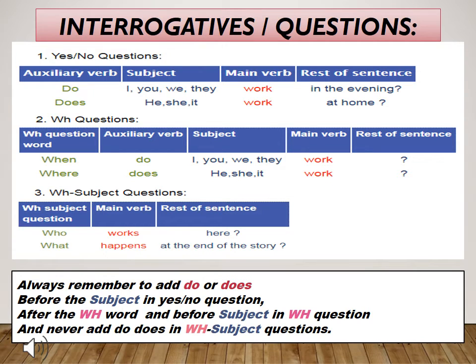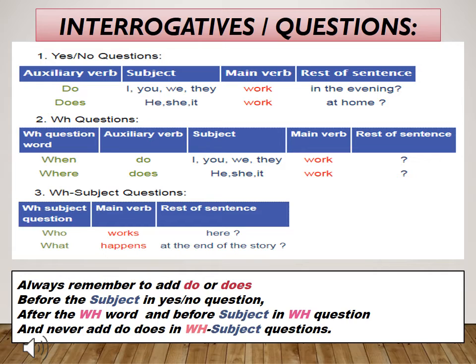Let's talk about interrogatives or questions. There are three types of interrogatives in present simple tense. Number one is yes or no questions. The general rule for this is auxiliary verb plus subject plus main verb plus rest of the sentence. Here I have written both the auxiliary verbs, do or does.